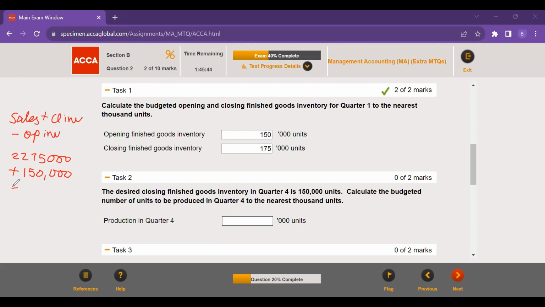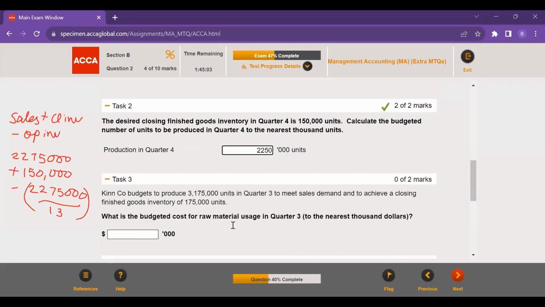Now, how will I find the opening inventory? That will be based on the closing inventory at the end of quarter 3, which is equivalent to 1 week of quarter 4 sales. Quarter 4 sales is 2275,000, and if I divide that by 13, I will have it for 1 week. This will be subtracted, and if you solve this you will get 175,000. Solving the entire equation, 2275,000 plus 150,000 minus 175,000 will give you 2250,000. 000 is already given, so I'm just going to enter 2250 over here.